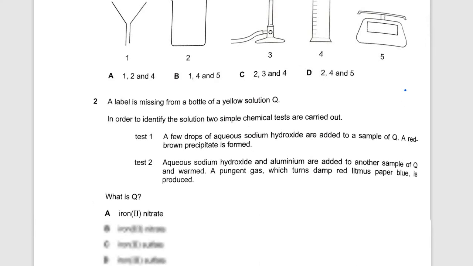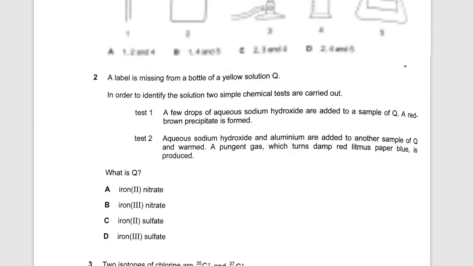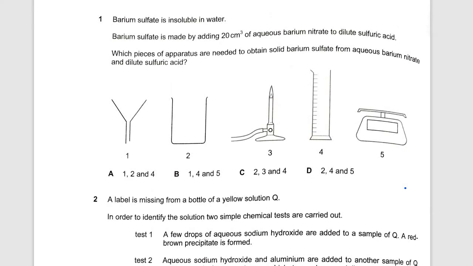So this is a question from O level combined chemistry 16. My target is to finish all 20 questions in around 15 minutes. So let's start. Question number 1 is saying that barium sulfate is insoluble in water. Whenever you read the question, make sure that you break the question down and try to understand it, so it will help you to answer it very fast.